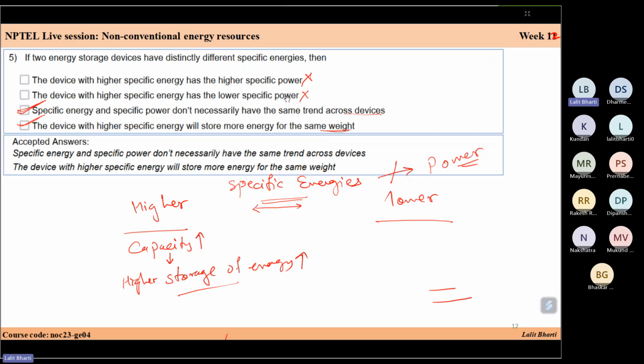Then the third option is specific energy and specific power don't necessarily have the same trends across devices. That is correct, because they don't rely on each other. It depends on the type of system. The fourth option is the device with higher specific energy will store more energy for the same weight. That is correct, because energy density means how much energy you can store in a specific amount of volume or mass. If you have it per kg, then it is normalized with the weight. If you have it per meter cube, then it is normalized with the volume. So the statement is true: at the same weight, it can store more energy if you have the higher specific energy of some system.